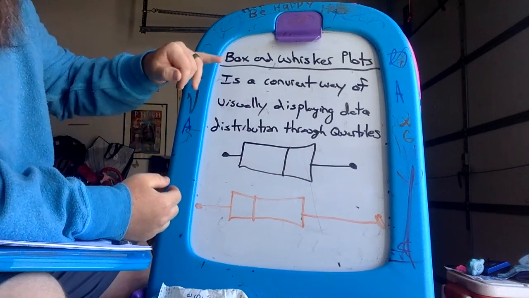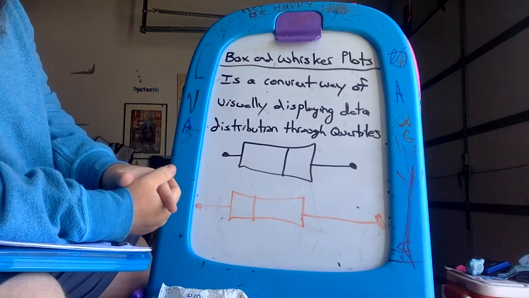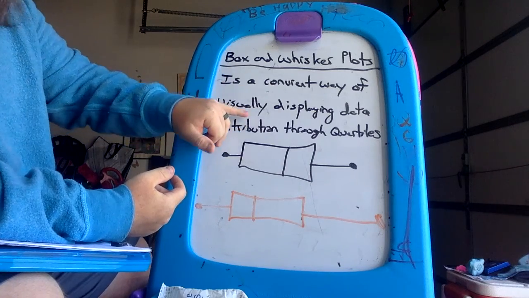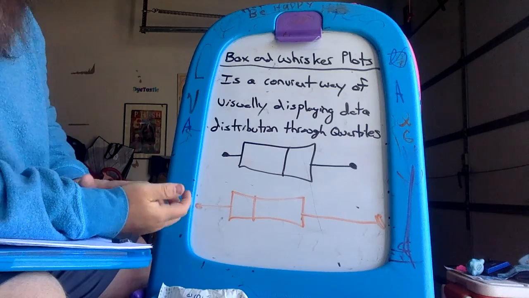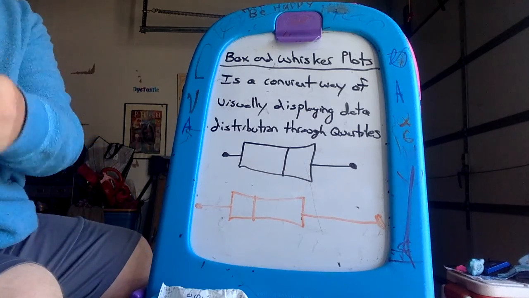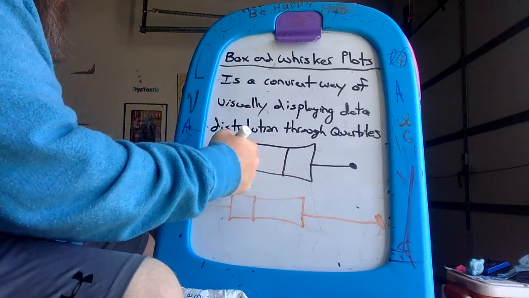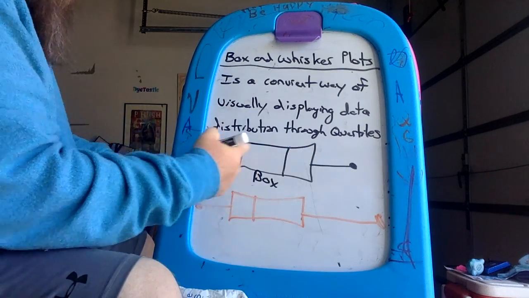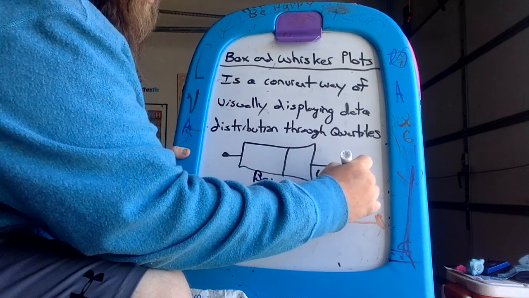And right here it says a box and whisker plot. So trying to help you guys to figure out how the flow of the data is going to go. This is a convenient way of visually displaying data distribution through quartiles. So what I mean by that is, let me put this for you guys here. So this here is called the box. Okay, these extensions are called the whiskers.